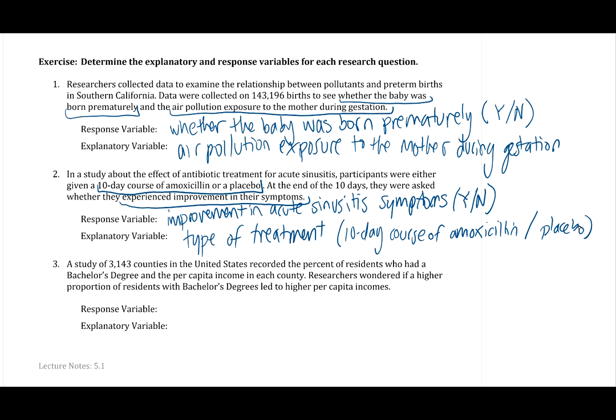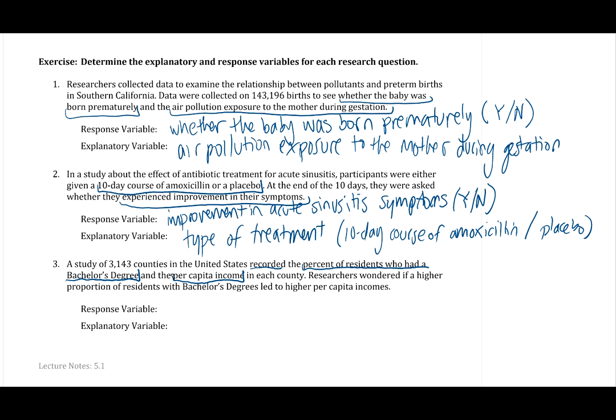The third one says a study of 3,143 counties in the United States recorded the percent of residents who had a bachelor's degree and the per capita income in each county. Researchers wondered if a higher proportion of residents with bachelor's degrees led to a higher per capita incomes. So look at the data that they recorded to find your variables. The first is the percent of residents who had a bachelor's degree. So they would have written that down for each county. And then the second thing they wrote down for each county was the per capita income, which just means income per individual in the county.